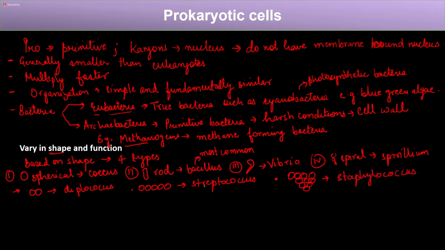Okay. So apart from the 4 shape types, the bacteria can also be divided into different types based on the number of cells they have when you see it under the microscope. For example, diplococcus, streptococcus, and staphylococcus.